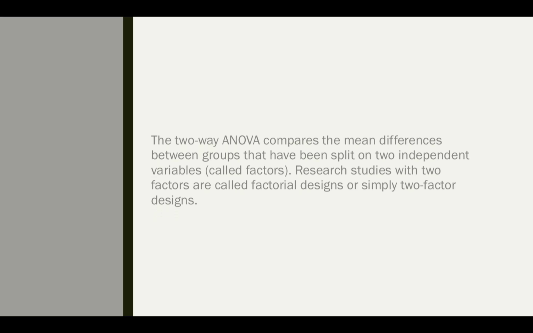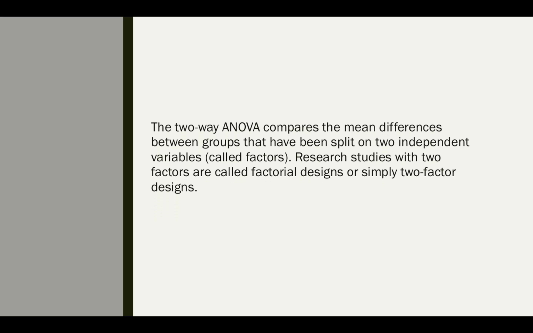Okay, so we can say that the Two-Way ANOVA compares the mean differences between groups that have been split on two independent variables. Research studies with two factors are called factorial designs, or simply two-factor designs. So we can refer to Two-Way ANOVA as that, but it's more common to call them now two-factor designs, okay? Because are we really going a certain way? Two-factor is a little bit more specific and more relevant to what we're really doing in this process.